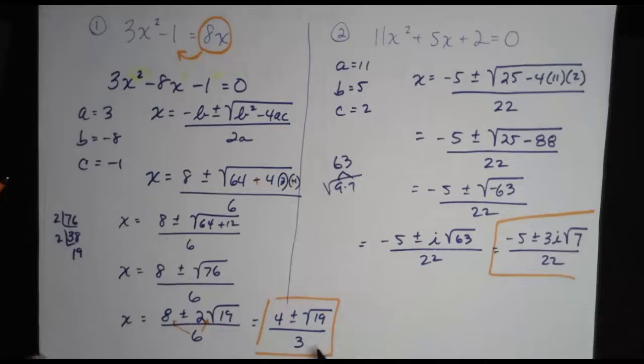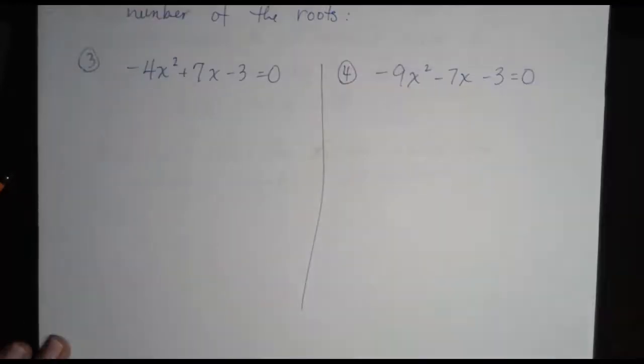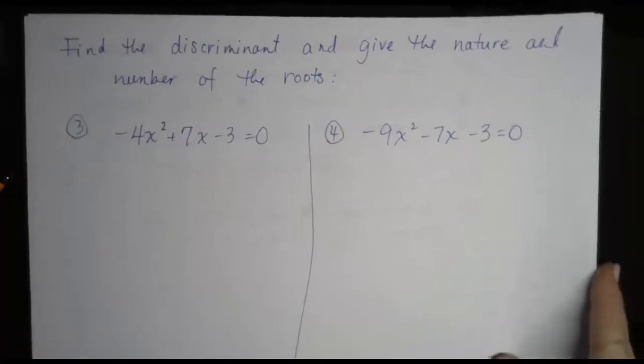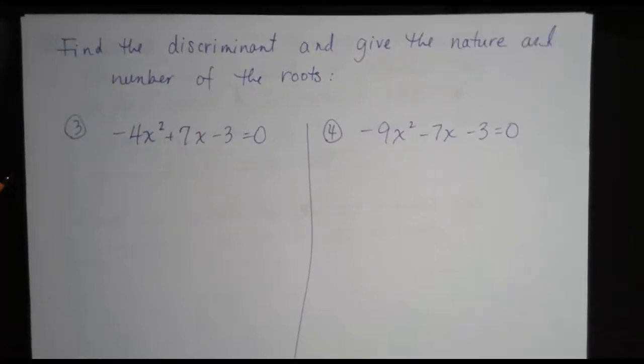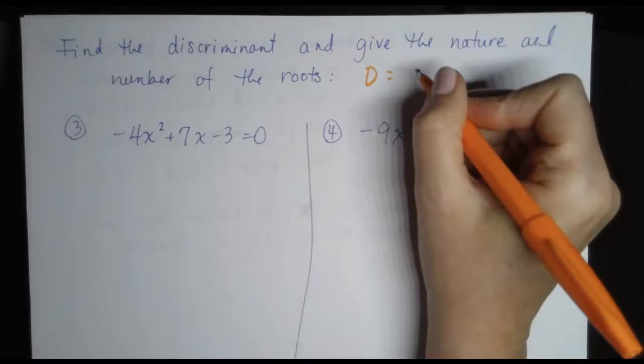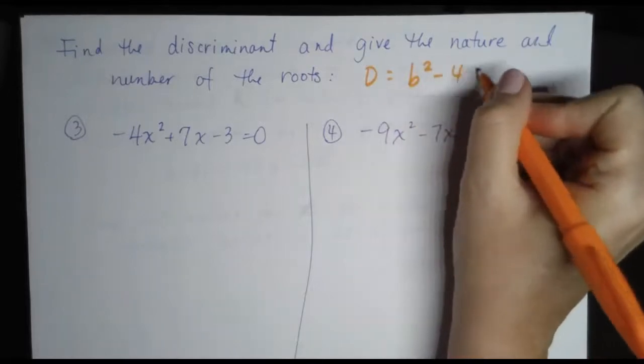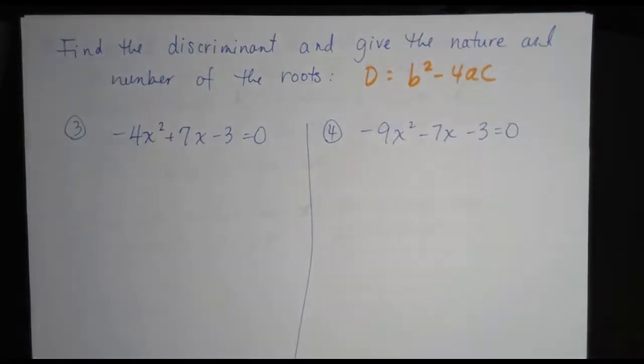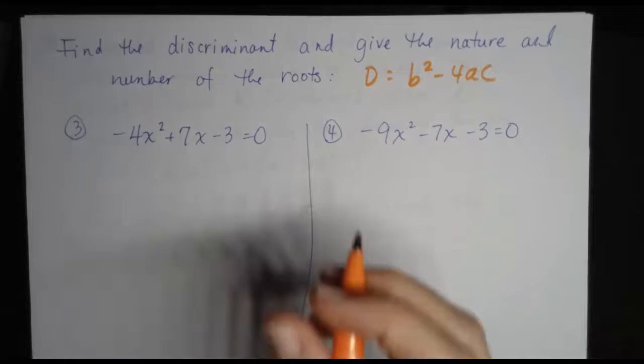So on the first problem, we got two irrational roots. They're both real, but on this one, we have two imaginary roots because we have an i in there. Next problems. The directions say find the discriminant and give the nature and number of the roots. Remember, the discriminant is just the part of the quadratic formula that is underneath the radical sign. So it's just b squared minus 4ac.